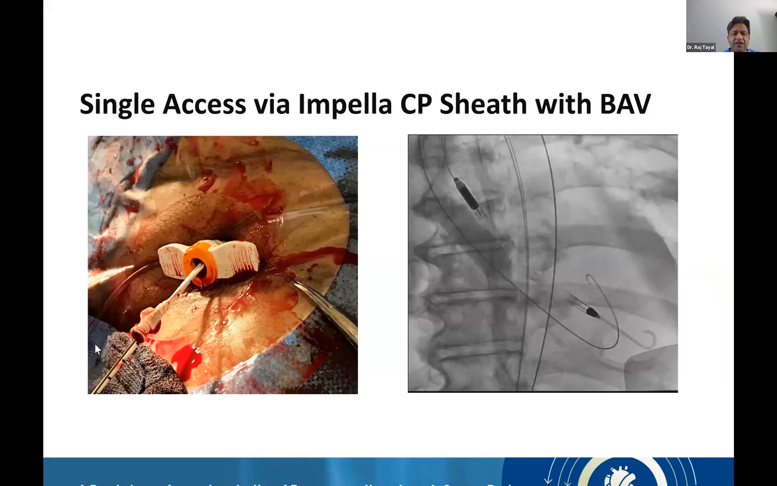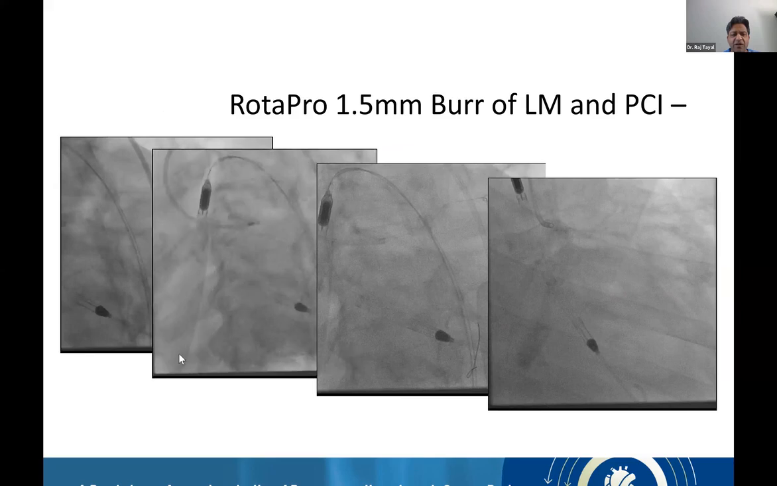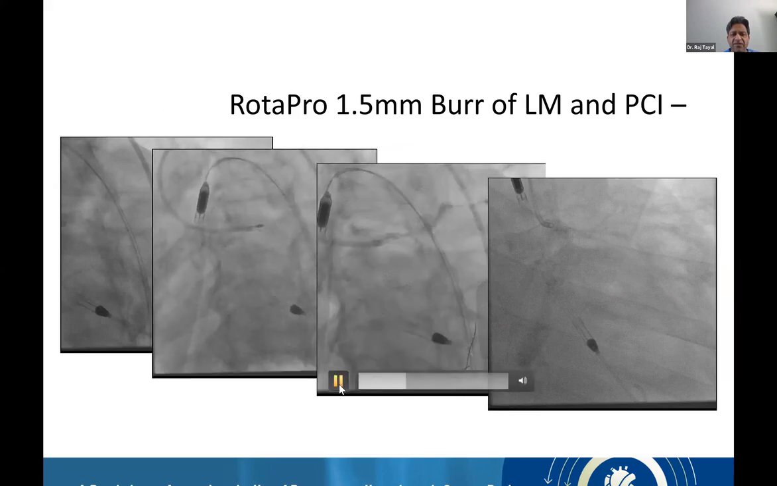Prior to proceeding with rotational atherectomy, there's our baseline angiogram. I'm sorry, these are overlapped. And we started with a 1.5 burr before upsizing the burr, as you can see, being sent into the left main into the LAD from there. That's the result after rotational atherectomy.